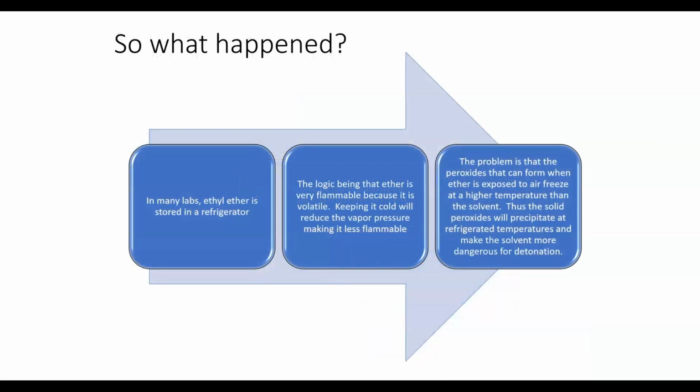So what happened is what I've already talked about, why we're storing it in there. But if you look at the last text, the problem is that peroxides form when ether is exposed to air, and that's how come they're time sensitive solvents. They form peroxides over time once they're exposed to air. They freeze at higher temperature than the solvent. Thus, the solid peroxides precipitate at the refrigerated temperatures, making the solvent even more dangerous.